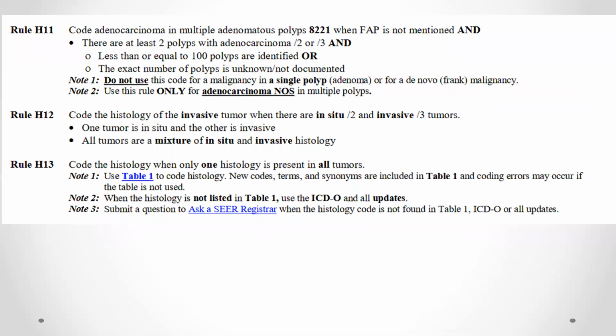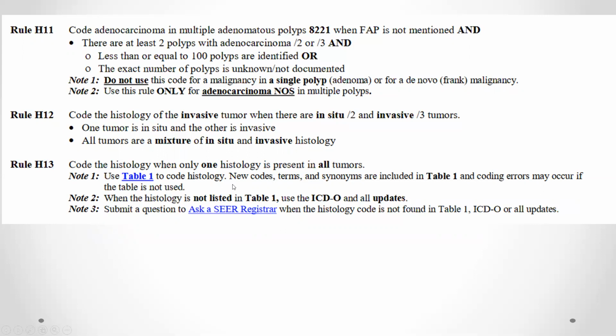And then it goes on. A lot of these are the familial polyposis rules, but you might have 2 tumors that are invasive and in situ, which H12 is just covering that again. And then code the histology when only one histology is present in all the tumors. Then it's telling you you can take that one histology and go to table 1.